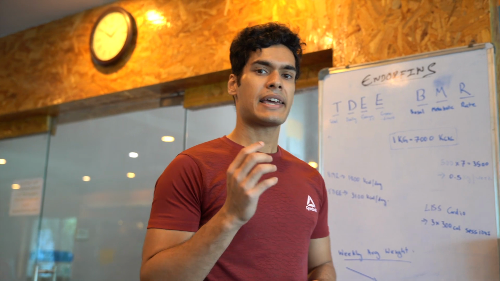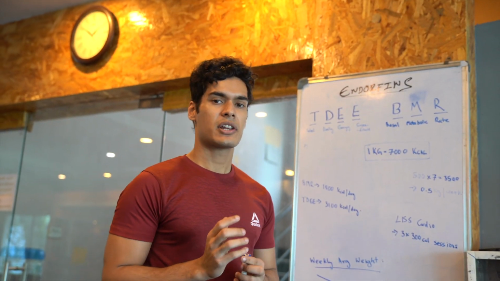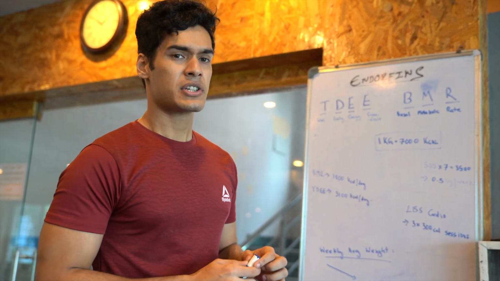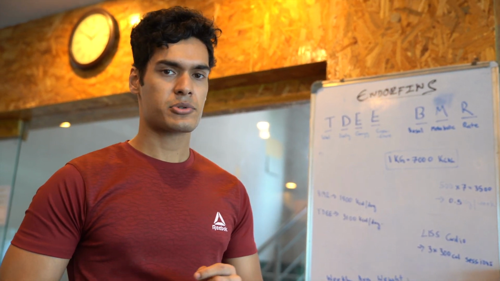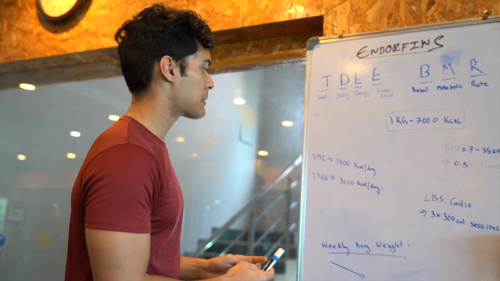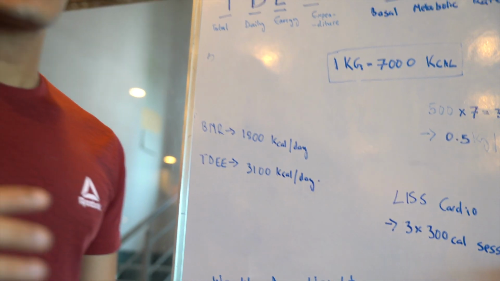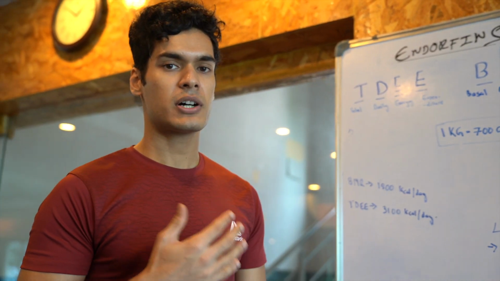So let's say you are sitting in a bed all day, you don't do any activity. Based on my age, my height and my body weight, I can get a rough calculation of my BMR, which I'll link down in the description below. You can check it out over there. So based on my body type, my BMR would be somewhere around 1800 calories a day. So even if I don't do anything just to keep me alive, my body is going to burn 1800 calories in one day.